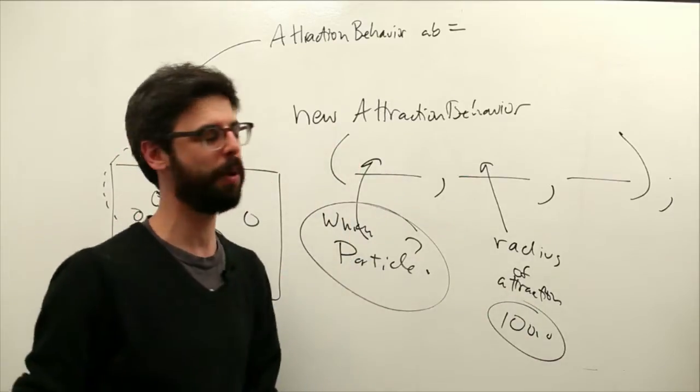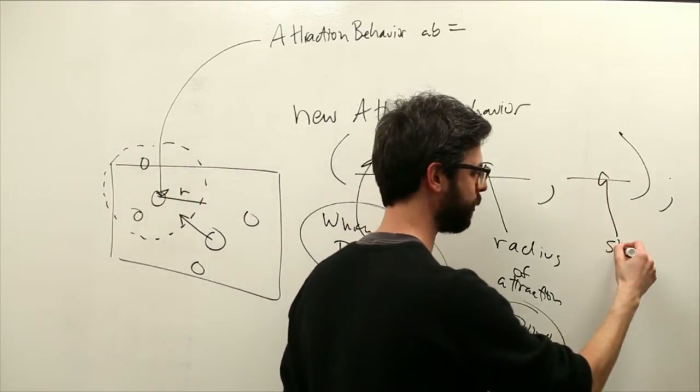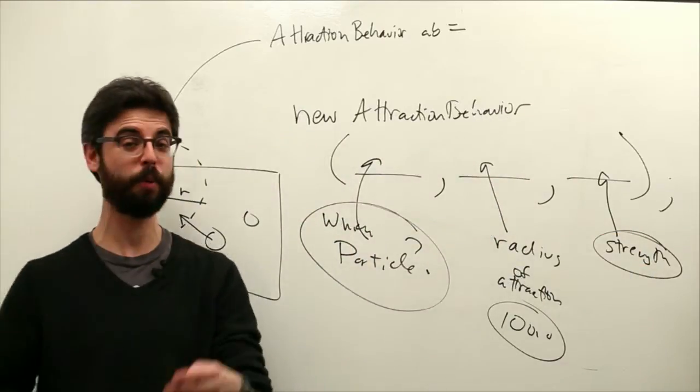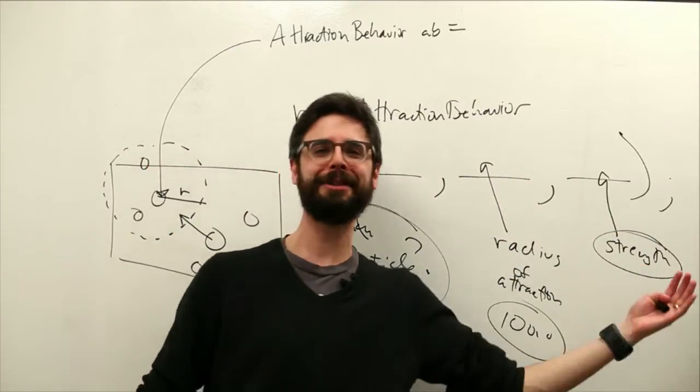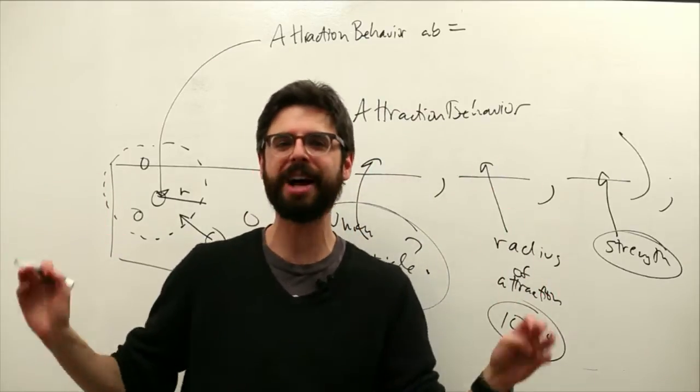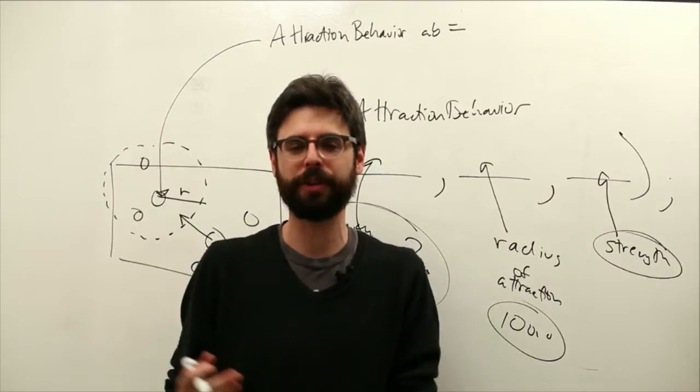And the last thing that we want to do is the strength. So the strength of it is how strong is that attraction? I mean, what's the range for that? I don't know, negative infinity to positive infinity. Probably some reasonable numbers between like negative 5 and 5 are probably going to work well for the types of systems you're building.